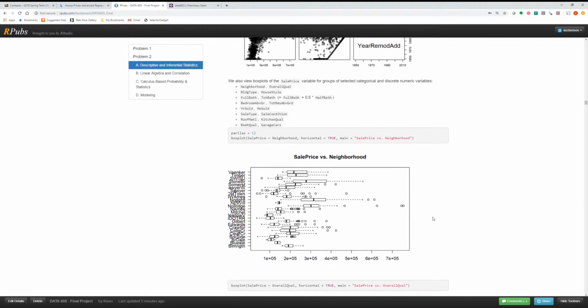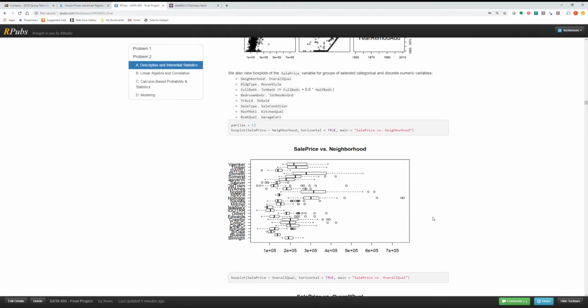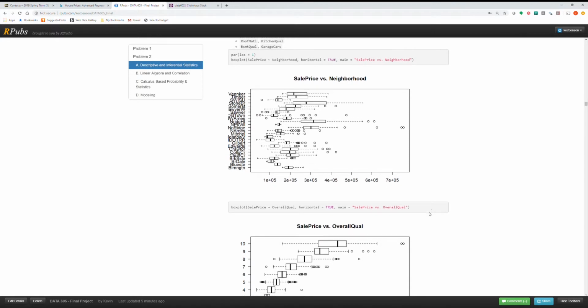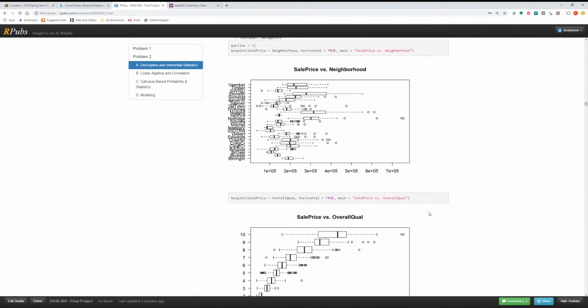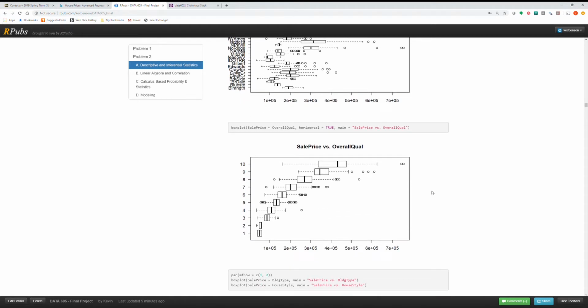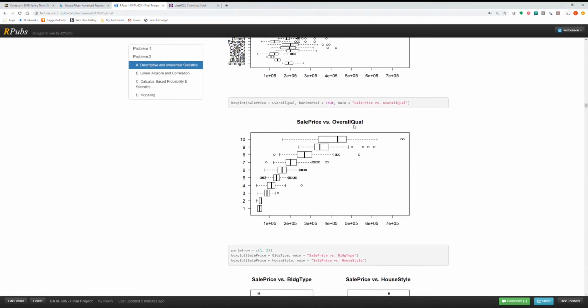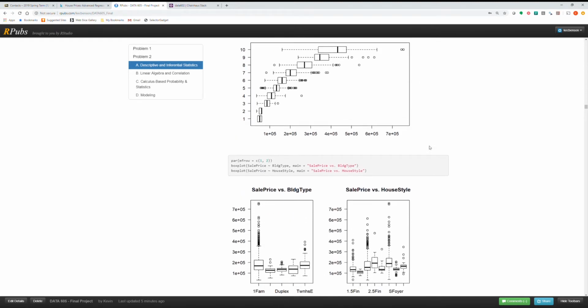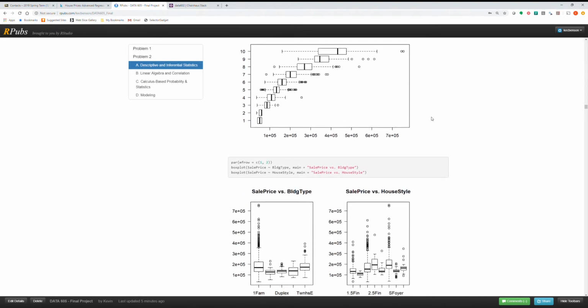Next, we look at some box plots of the sale price variable by selected groupings of other variables. In this graph, we see the sale price versus neighborhood, and as you would expect, neighborhood plays a key role in determining sale price. Certain neighborhoods are more expensive or more highly valued than other neighborhoods. We also see the sale price versus overall quality relationship, which has a clear pattern. Higher quality properties command higher prices.